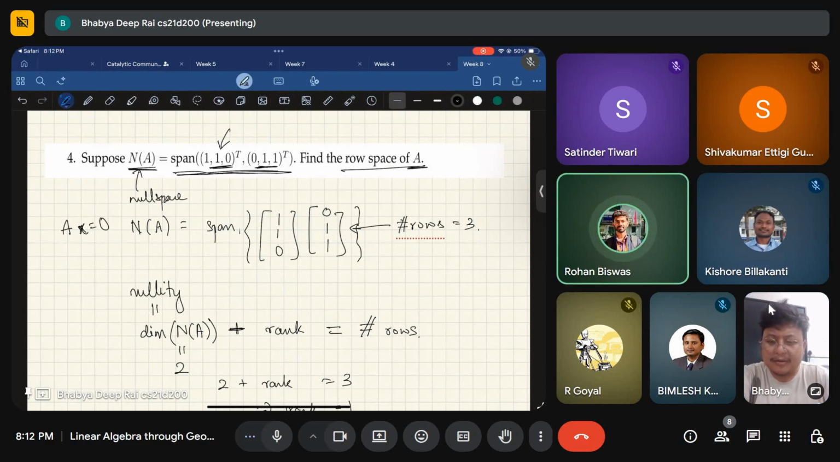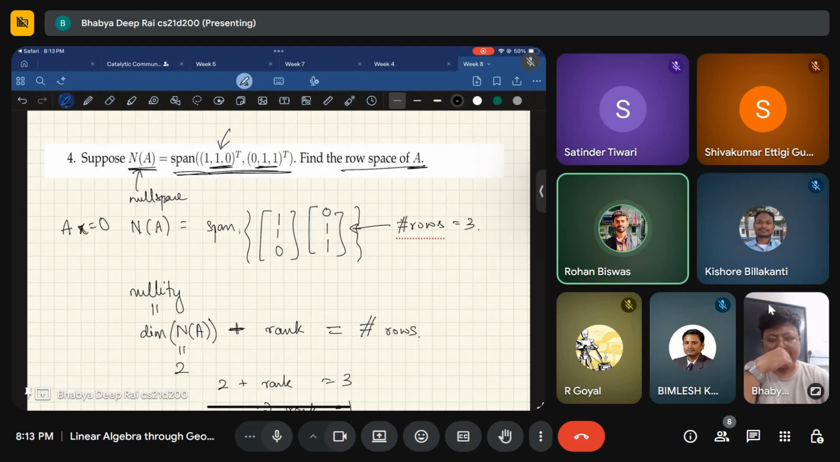Okay, sir. Let me try to express what I'm saying. Suppose A size is m by n. Then the row space is a subspace of Rn, as well as the null space is a subspace of Rn. Yeah. If A size is m by n, then row and null space are subspaces of Rn. That's right. So here it is mentioned that null space is a subspace of R3, right? Yeah. So n is equal to 3.